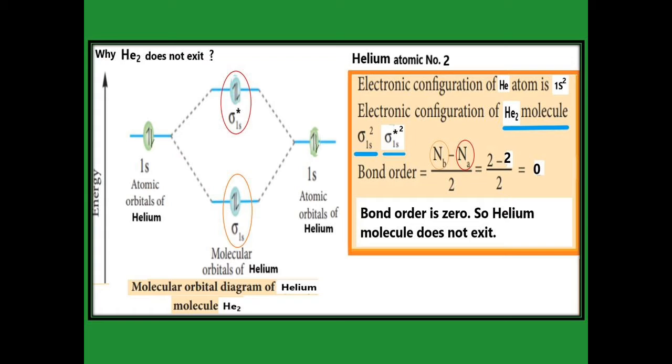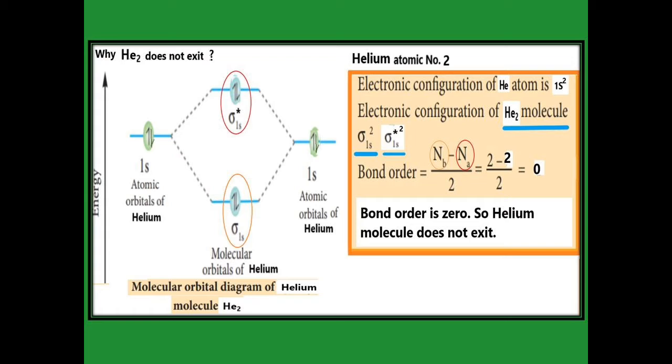Now the 1s atomic orbital of helium contains 2 electrons, and in the same way the other 1s atomic orbital of helium also contains 2 electrons. So 2 plus 2, how many electrons? 4 electrons. Those 4 electrons occupy the molecular orbitals. First of all they occupy sigma 1s, and afterward they go to sigma star 1s.